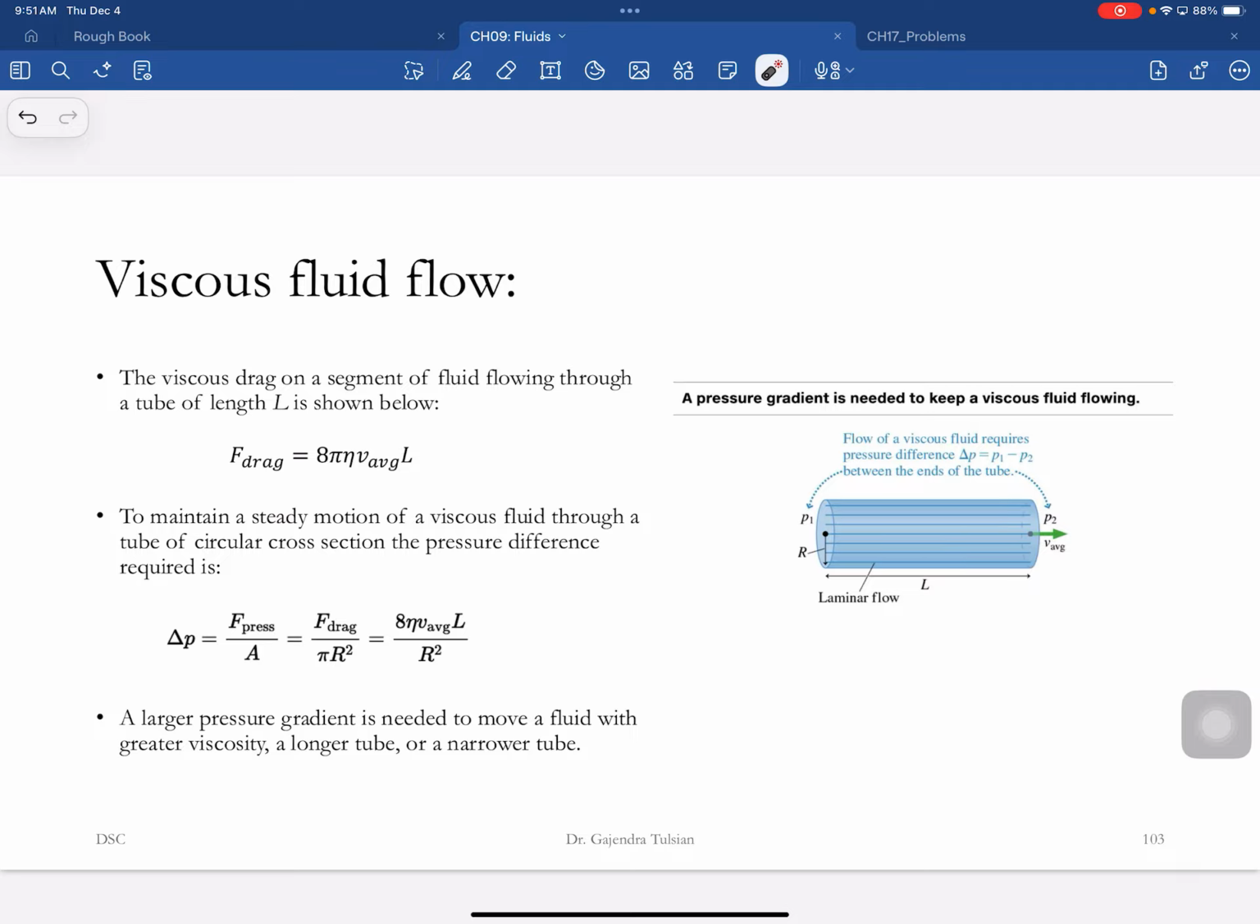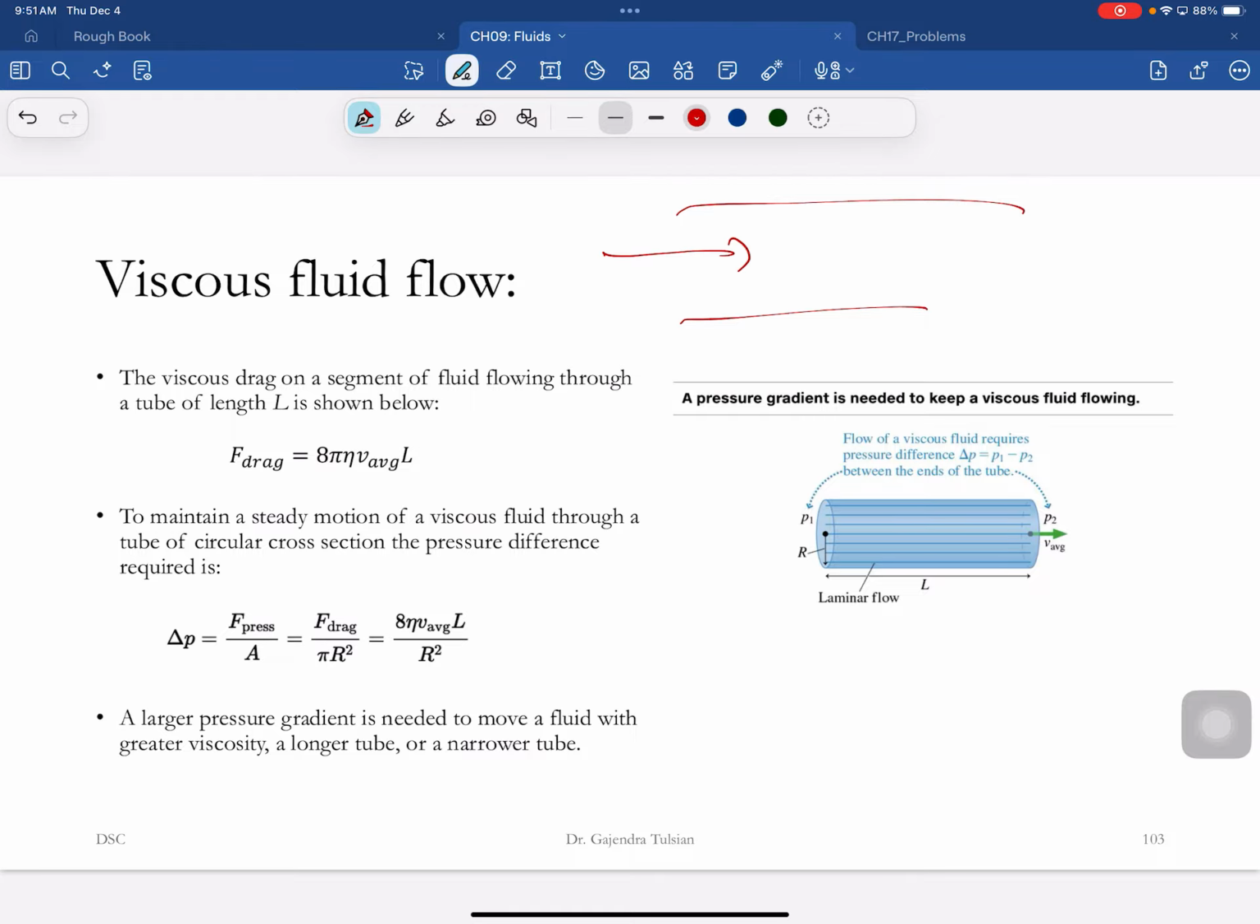And here's another important point. A larger pressure gradient is needed to move a fluid with greater viscosity. So the greater the viscosity, the higher the pressure difference you have to maintain. A longer tube, and if the tube is smaller, R is smaller, then you have to maintain a greater pressure difference. So for the same fluid, you don't need as much pressure gradient to move it through a thicker tube. The narrower the tube, the greater the pressure difference you have to maintain.